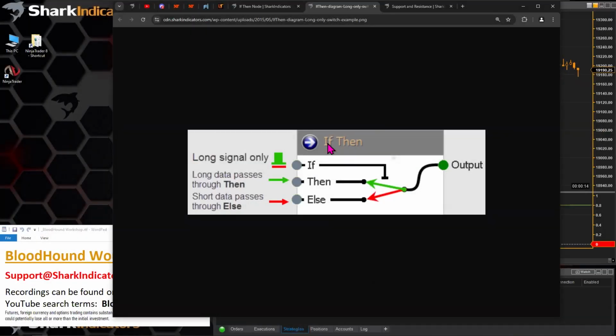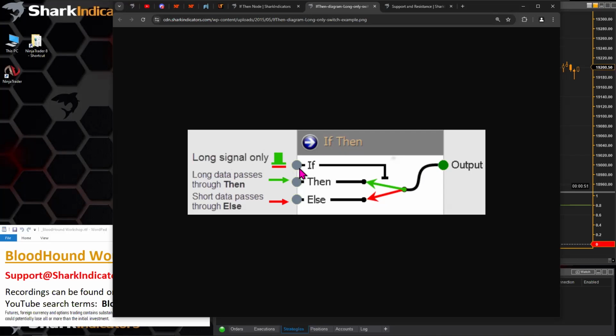Essentially, the if-then node is a switch. All right, so if you've ever done programming in Excel, that's probably, my guess, the most widely used place where people might have come across an if-then statement before, right? And essentially, it's just a switch, right? So if the condition is true, right?